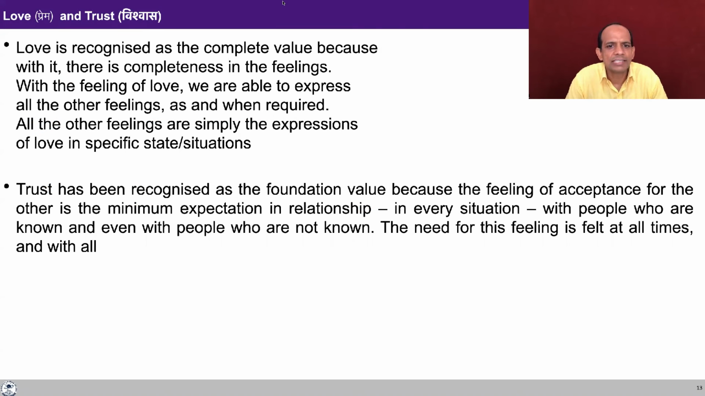So you'll see that love is recognized as the complete value because with it there is completeness in the feelings. With the feeling of love, we are able to express all the other feelings as and when required. All the other feelings are simply the expressions of love in specific states or situations. So essentially, we have to contemplate upon love. When I try to see my relationship with every human being, it's natural that I'm able to see my relationship with those in my family, those around my family, in my workplace. And then gradually, this feeling of love that I have for the entire humanity will also get expressed in my mutual relations, isn't it?